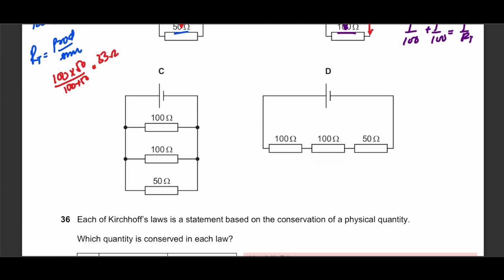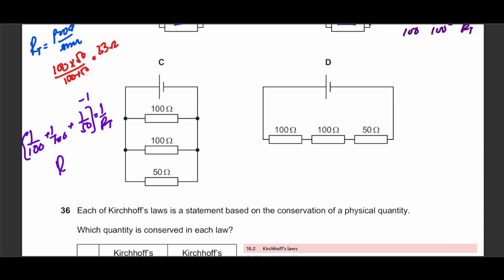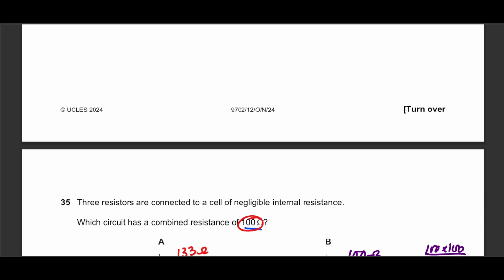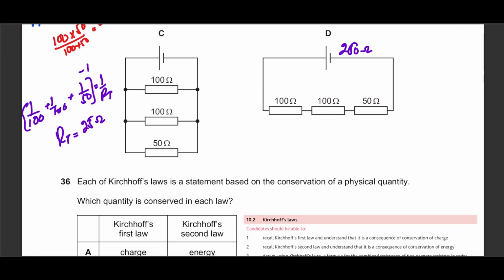And in C, unfortunately, there is no shortcut. You'll have to use 1 over 100 plus 1 over 100 plus 1 over 50 equals 1 over RT. I would advise you to put this all in a calculator in one go, and then just raise this to the power minus 1. This will do the reciprocal for you, and this will come out as 25 ohms. Now we have option D. This becomes 250 ohms. So the 100 ohm resistor is only option B, circuit B.